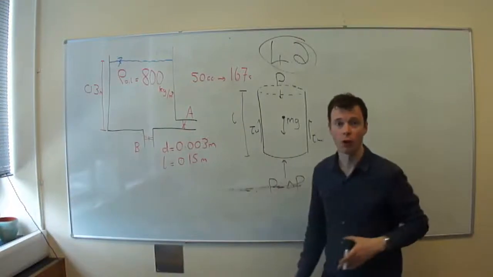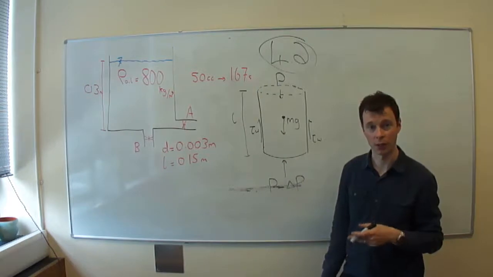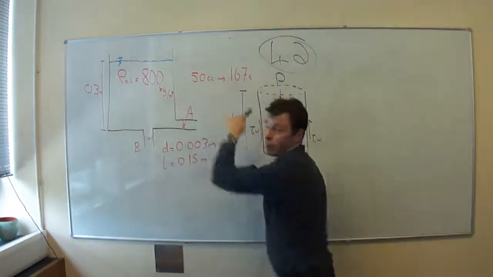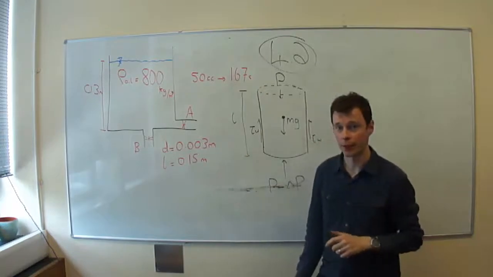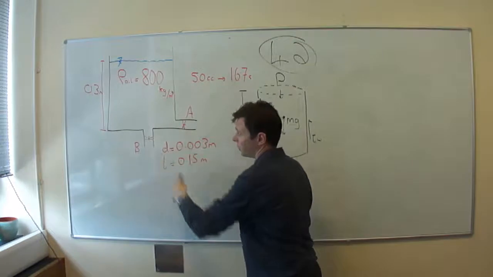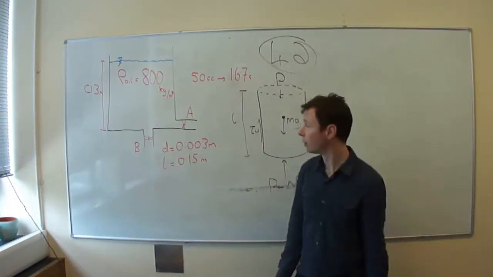Okay, so there's a control volume for part B, and part B asks us the time taken to discharge 50 cc's of oil. Okay, we were given that value for the first part of the question, 167 seconds.